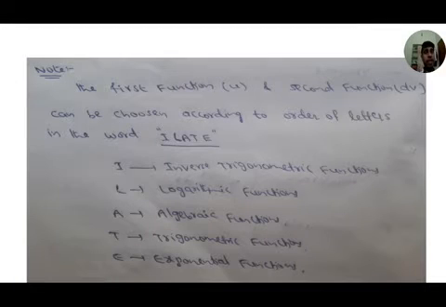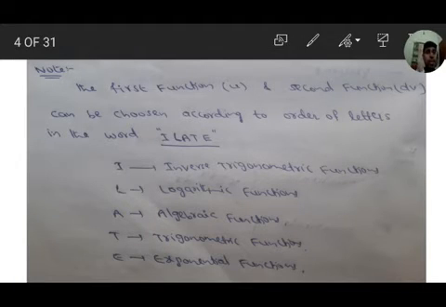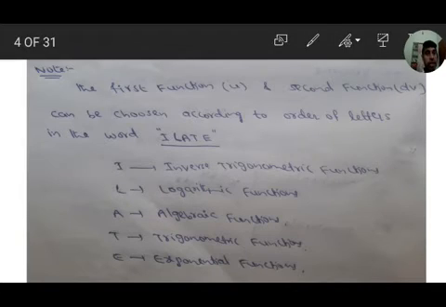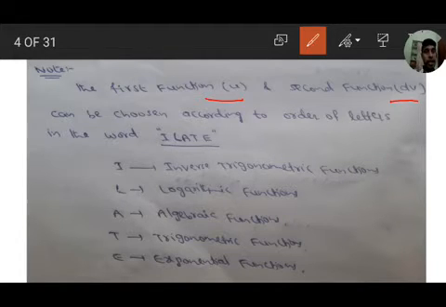While taking the first function as u and the second function as dv, we have to follow some rule to decide which is the first function and which is the second function, so that the integration is simpler. The first function u and the second function dv can be chosen according to the order of the letters in the word ILATE. Whichever function comes first in that order, you take that as u, and the next one is dv.